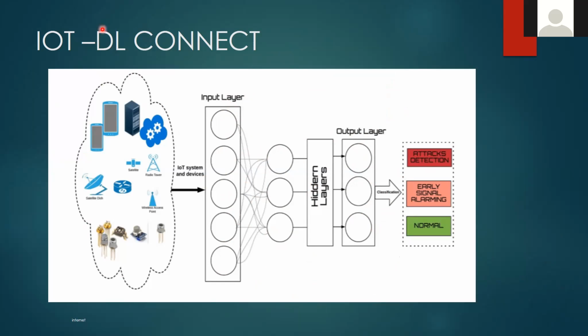So where am I getting my data from? I'm getting the data from some IoT devices, so definitely it's sensor data. I'm processing it through the module and getting some output. So what are the basic applications wherein I'm using this? It could be attack detection, or early signal alarming, or something very normal. The data is classified as: there are some attacks, or there are some alarming things so be careful, or everything is fine and it's all normal.